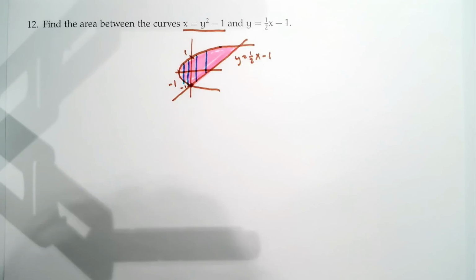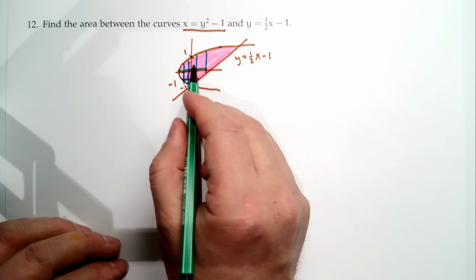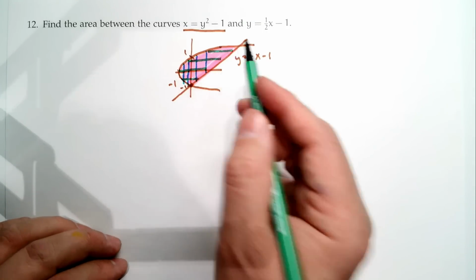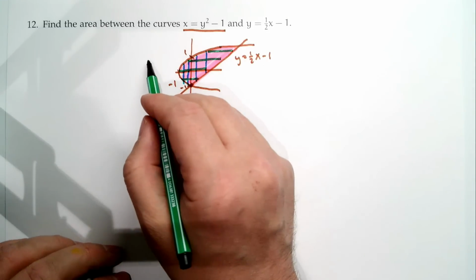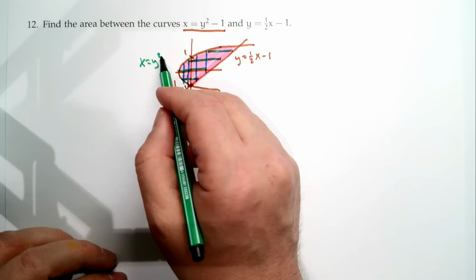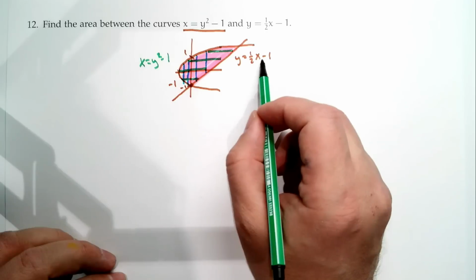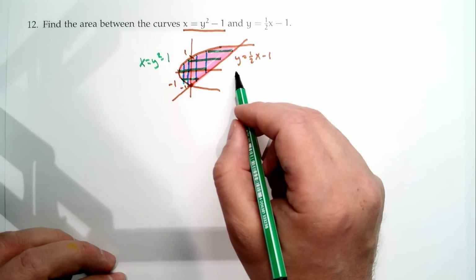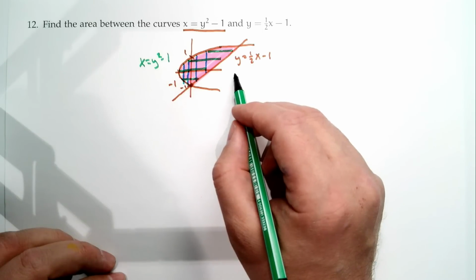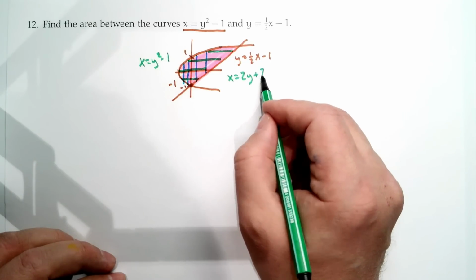When we integrate with respect to y, that's slicing things up into small horizontal strips, and you'll notice it's always consistently the same curve on the left and the right-hand side. On the left-hand side, it's the curve y squared minus 1. On the right-hand side, I don't want y equals, I want x equals. So if I add 1 and multiply both sides by 2, I get that x equals 2y plus 2.